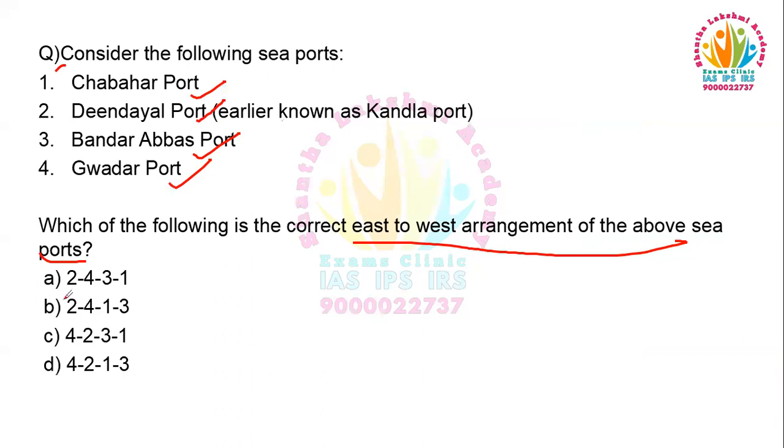So the correct answer is 2413. Kandla Port in Gujarat, then Gwadar Port, Pakistan, then Chabahar Port in Iran, then Bandar Abbas Port, which is also located in Iran, but on the Strait of Hormuz. So this is the arrangement from east to west. 2413 is the correct answer. Option B is the correct answer.